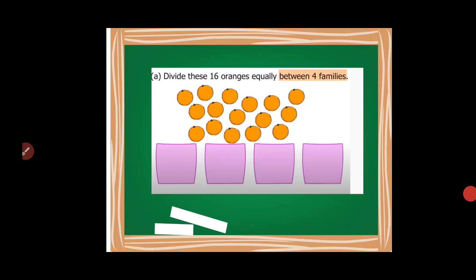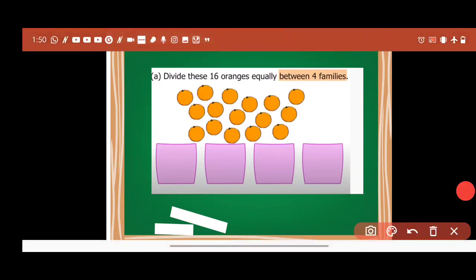As I just told you, division means equal distribution. So over here, we have to equally divide these 16 oranges amongst 4 families. Now we have 4 baskets. Each basket is representing the number of family. There are 4 baskets, means 4 families. And we have to distribute these oranges. So how will you do it?